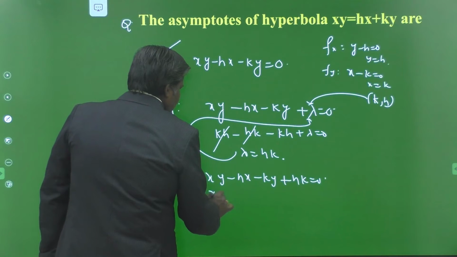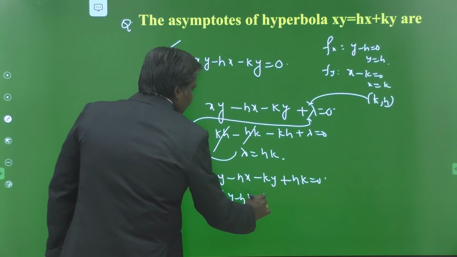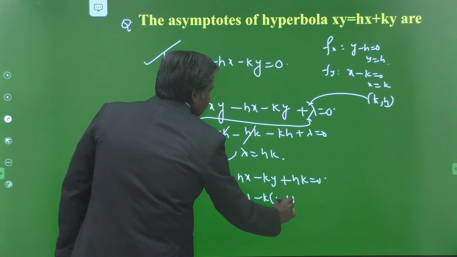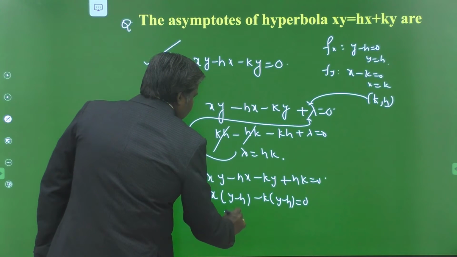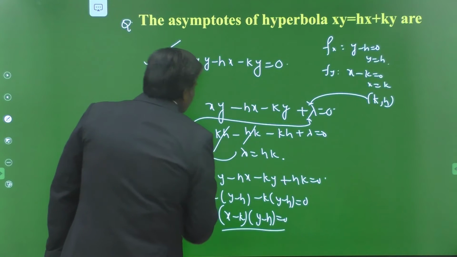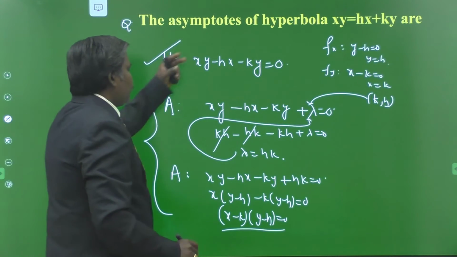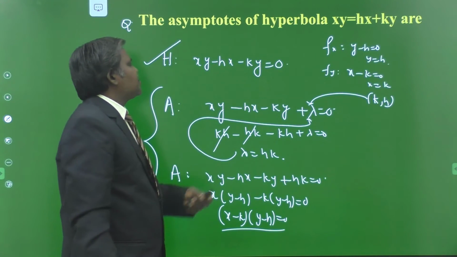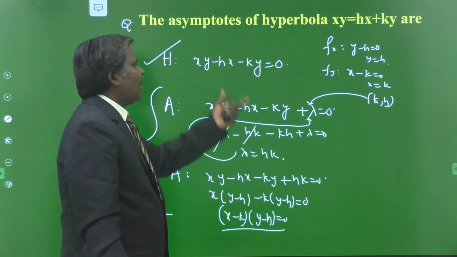You make common: x into (y minus h) minus k into (y minus h) equal to 0, or (x minus k) into (y minus h) is equal to 0. This is the entire procedure to find the equation of the asymptotes of the given hyperbola.